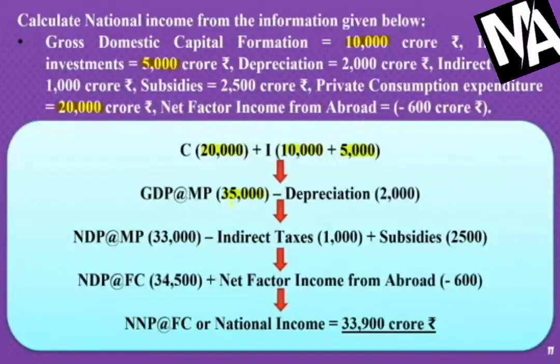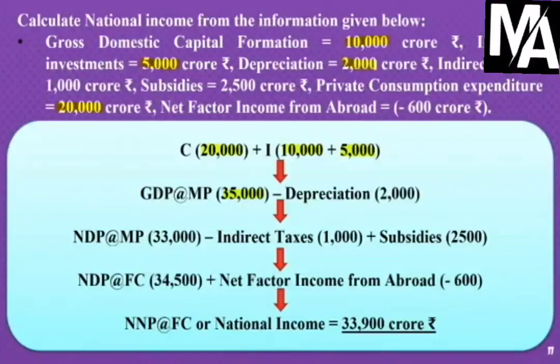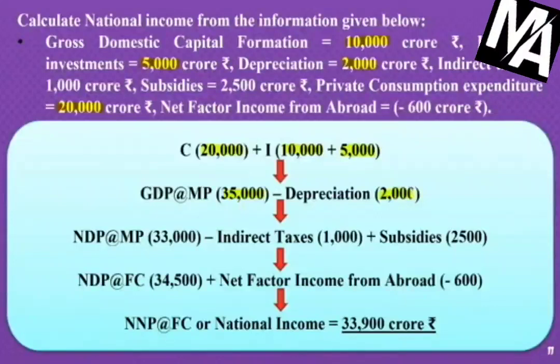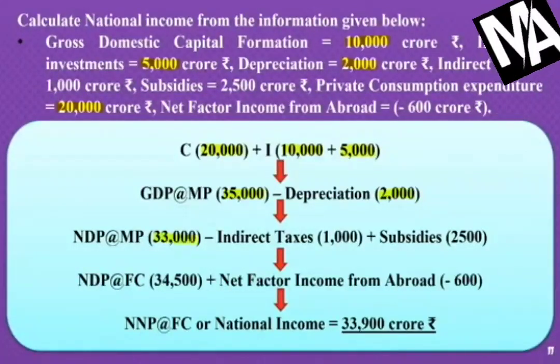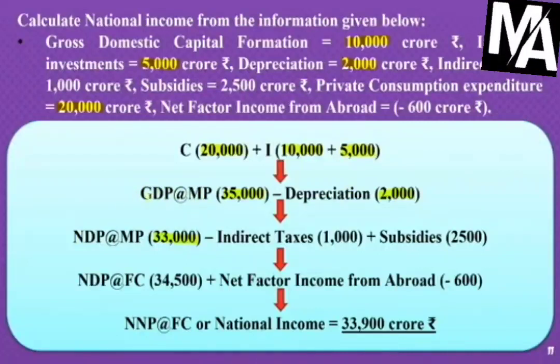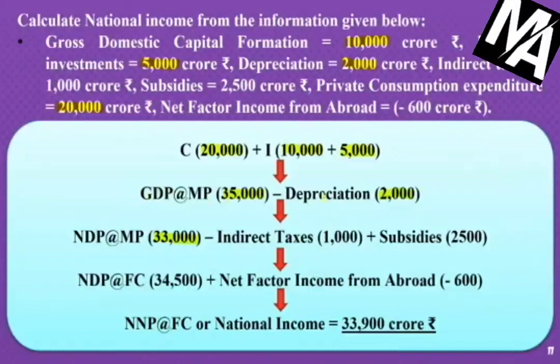The next step in the formula is GDP at market price minus depreciation. Depreciation is given in the problem, that is 2,000 crore. When we reduce that, 35 minus 2 is 33,000. We get net domestic product at market price. Anything gross minus depreciation will become net. So GDP at MP minus depreciation will become NDP at MP.